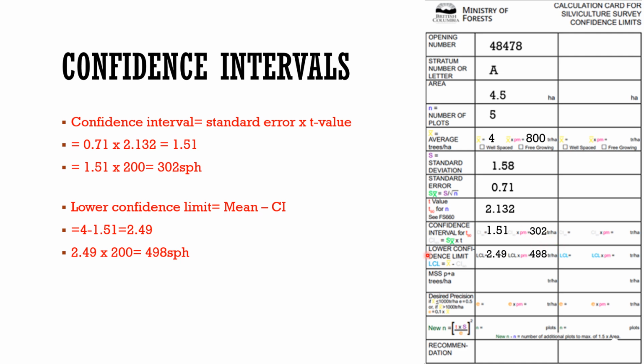We can now use our confidence interval to calculate our lower confidence limit. So for that, we simply go mean minus LCL. So our mean was 4. So we go 4 minus 1.51 equals 2.49. Now if we multiply that by the plot multiplier, that gives us 498 stems per hectare. So our lower confidence limit is 498.